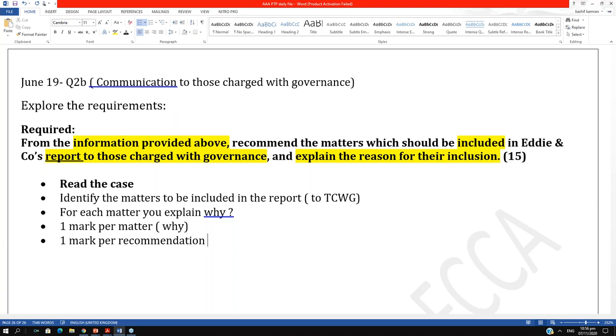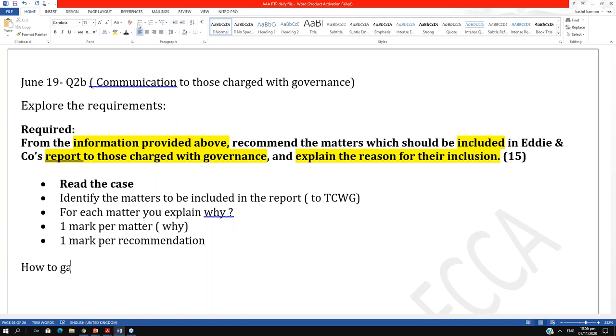So when we write a report to those charged with governance, do we give recommendations in the report? Or do we just tell the issues? Please remember, in a report to those charged with governance, you tell the issues and you tell the recommendations for the issues, right? So just recap.